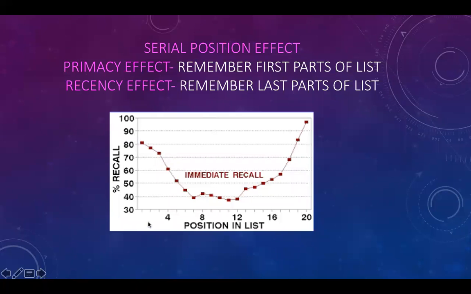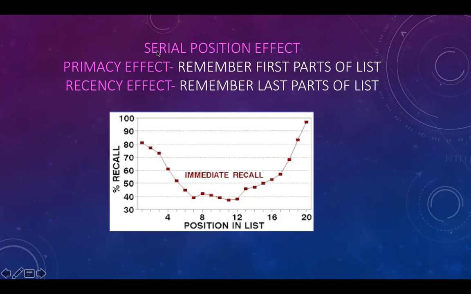So this axis here tells you the position the words are on the list. And then right here, it's the percentage of recall. How many words could the person remember? So for the words at the beginning of the list, they have high recall. And then you can see for the words at the end of the list, there's also high recall. But the words that are in the middle of the list, it's low recall. So here it is illustrated on a graph.